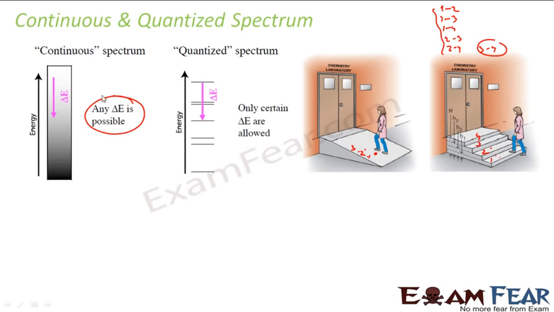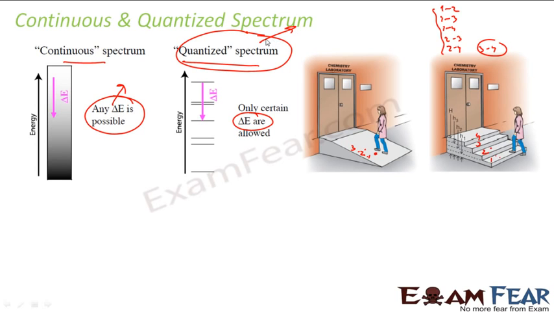So when you talk about a continuous spectrum, there is no quantization. Delta E can have any possible value. But when you talk about a quantized spectrum, the change in energy can have only certain values. And that's what Bohr told, that in the case of atoms, the spectrum is quantized. And that's true for today also. Today also, if you see any atom, this is true.